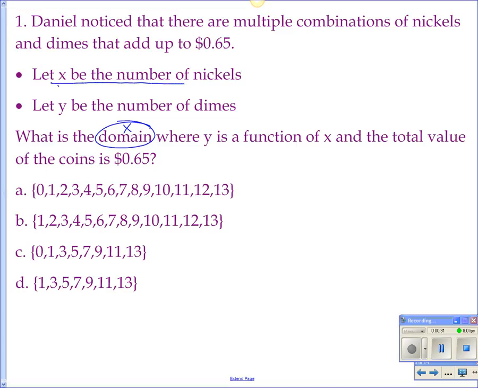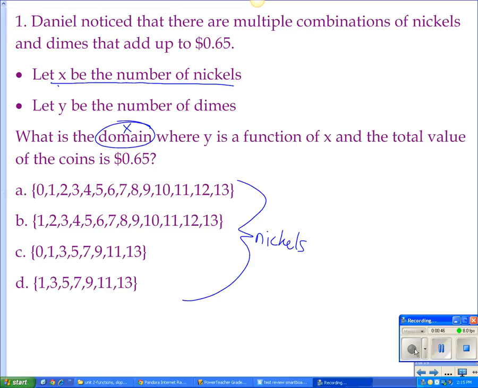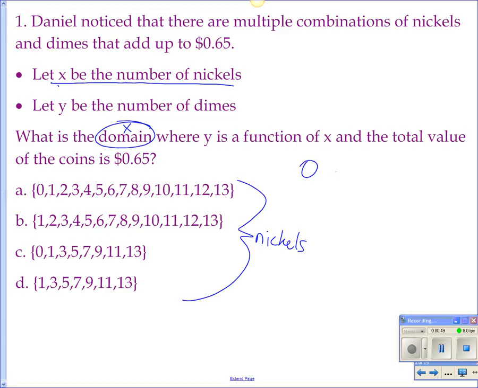X is nickels. Underline or circle that. So these answer choices are referring to nickels. We always start with 0. Start with 0 nickels. Can I have 0 nickels, but I'm allowed to have dimes and make 65 cents? You can't have 0 nickels. That's not possible. So you mark out A and you mark out C.